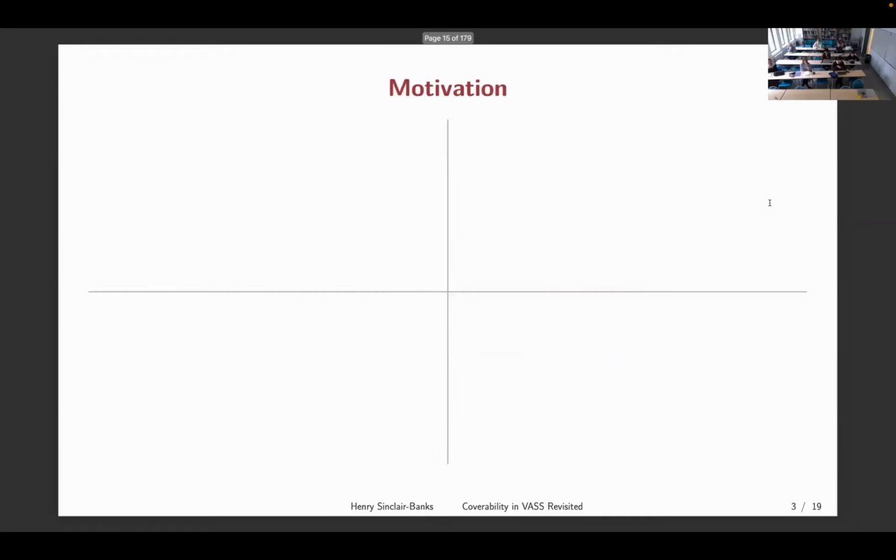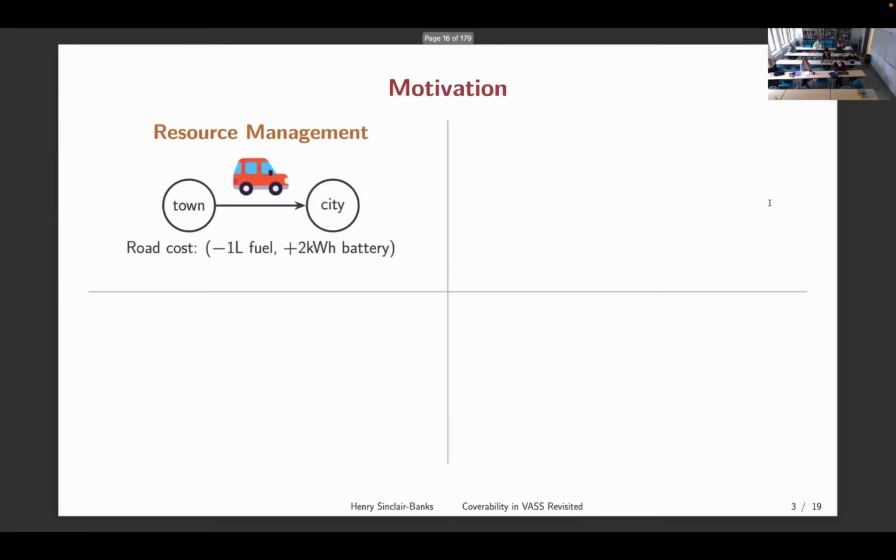But first, why am I even here? Why am I talking about them? I can think of maybe 4 things that you might be interested in. Maybe there are others. So the first is you can describe discrete resource management problems as exactly these systems.